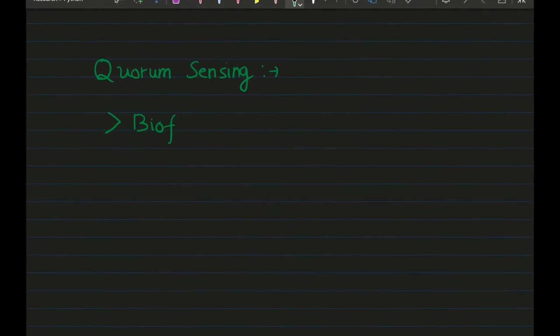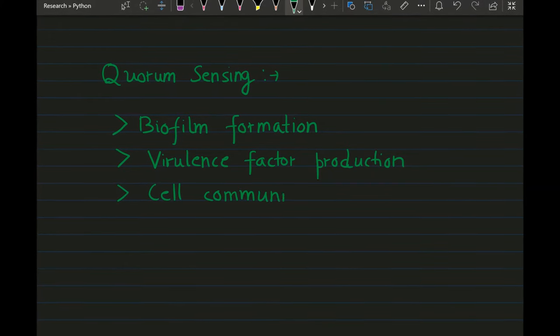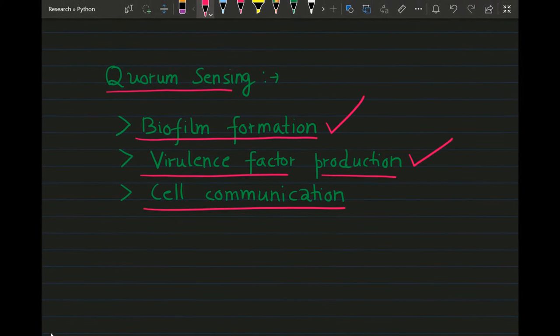In many bacteria, quorum sensing plays a very important role in biofilm formation, virulence factor production, and cell communication.